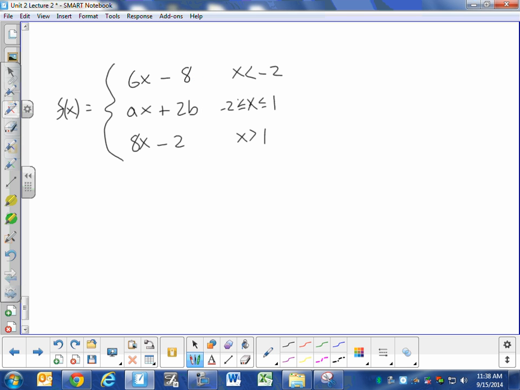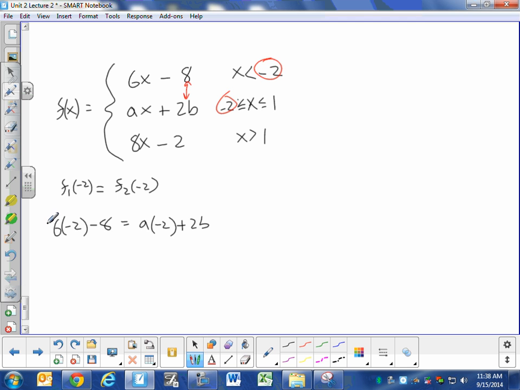All right. Top and the middle need to meet up at -2. -20 equals -2a plus 2b. I can't really solve this for a and for b. I could solve it for a variable, but it would be in terms of the other variable. So let's pause there. Let's work on the second guy.